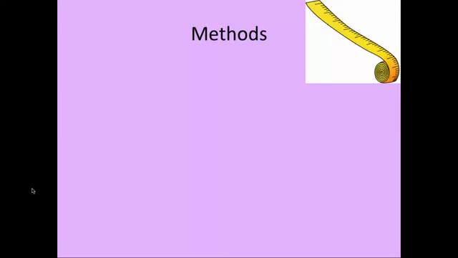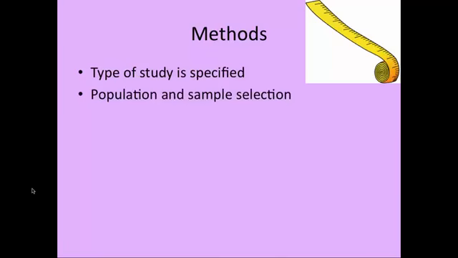Next is typically the methods section, which basically tells you what they measured, how they went about doing it. So the type of study should be specified here. For instance, is it a qualitative study? Is it quantitative? Is it cross-sectional? Is it longitudinal? It should tell you who the population being studied is and how they selected their sample.